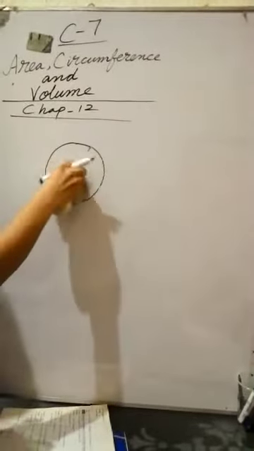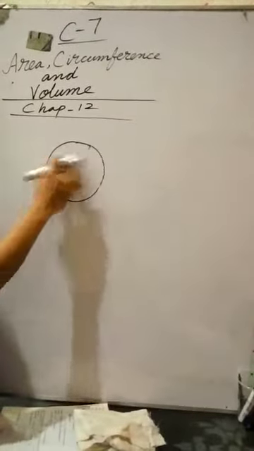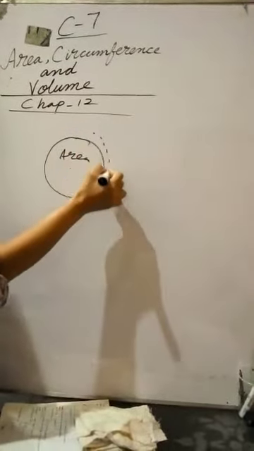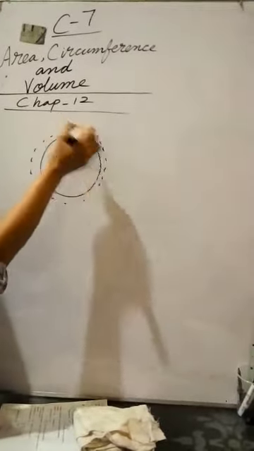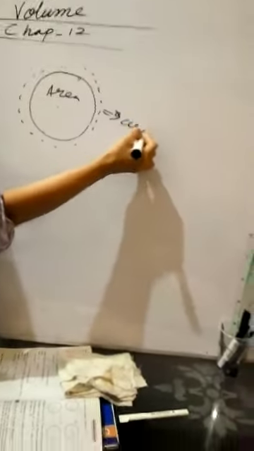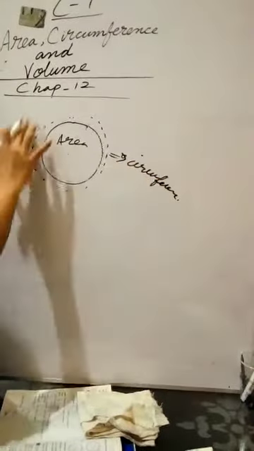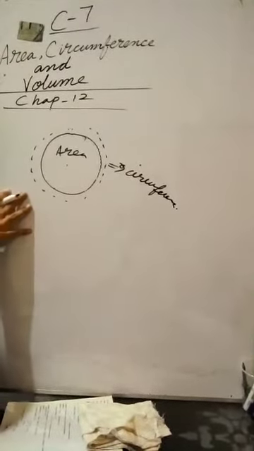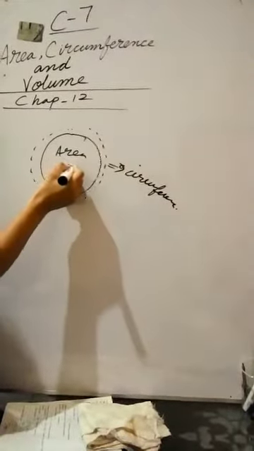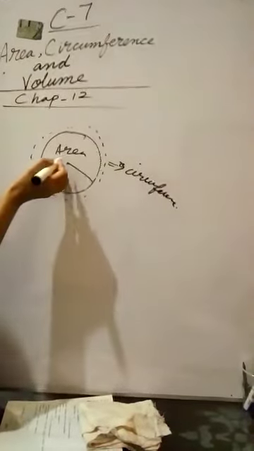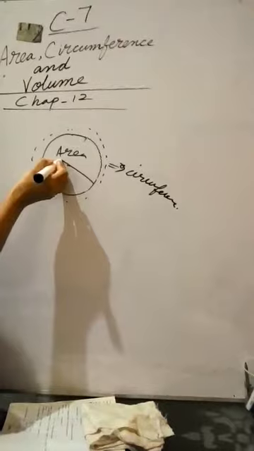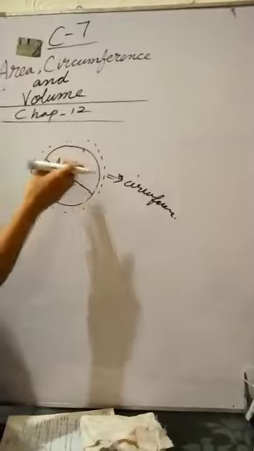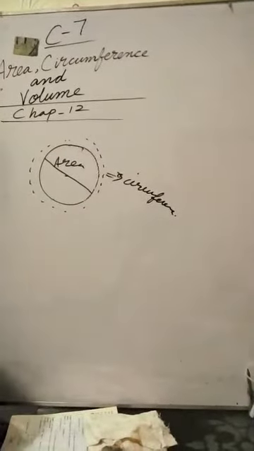The inside space of a shape is called the area, and the outer boundary is called the circumference. So these are the things you need to understand for starting the exercise. The distance from the center point to the edge is called the radius, and the double line touching both edges is called the diameter. Inside space is the area and the outer boundary is the circumference of the circle.